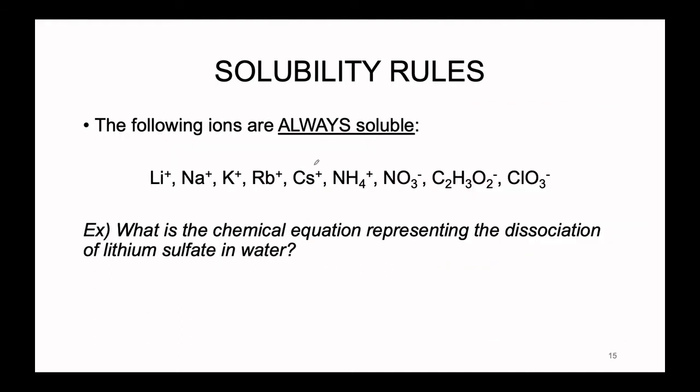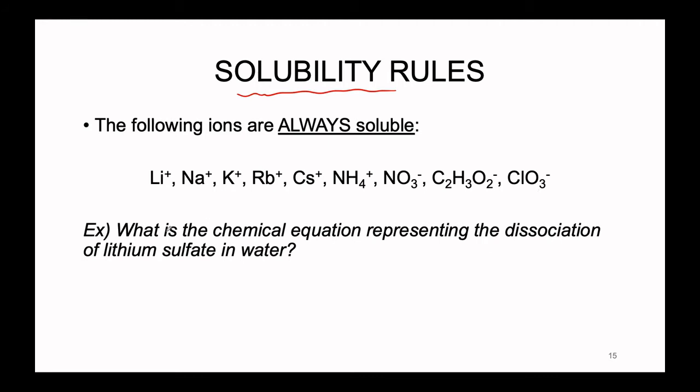All right, well, as has been the case throughout this semester, and hopefully you are used to it at this point, we have a series of rules to help guide us when we're trying to figure out whether or not something will or will not dissolve. These rules we call the solubility rules. There are three big rules in the solubility rules, and the first is what we can see here. The following ions are always soluble. So if your ionic compound contains lithium, sodium, potassium, rubidium, cesium, ammonium, nitrate, acetate, or chlorate, it will be soluble.